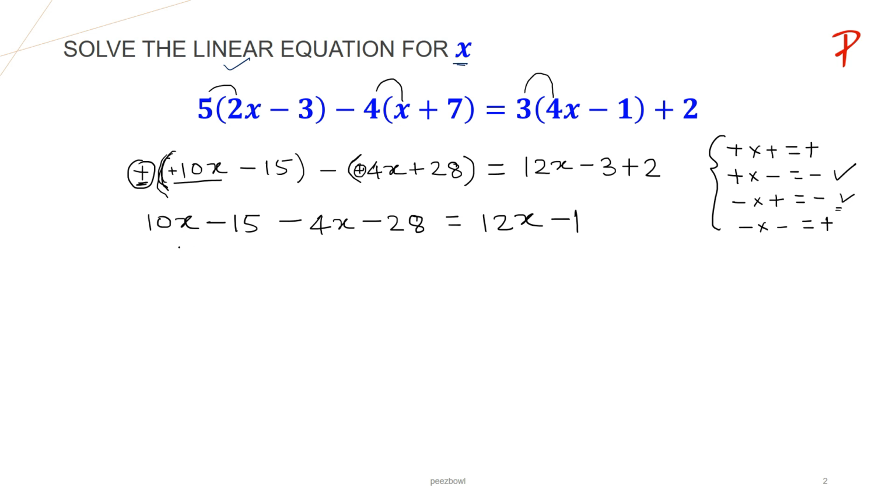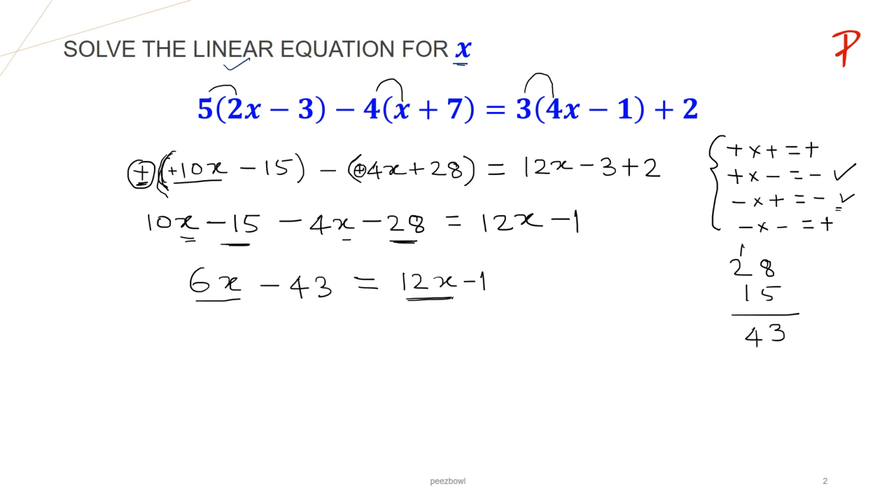Okay, so let us solve it. We will solve 10x minus 4x together, because both these terms have x in common, right? So 10x minus 4x is nothing but 6x. And here minus 15 and minus 28 is minus 43, because both these terms have a minus sign, so we simply added 15 and 28. This is going to be equal to 12x minus 1. Now we have to bring all the similar terms together. Here 6x and 12x are similar terms, and minus 43 and minus 1 are similar, right?